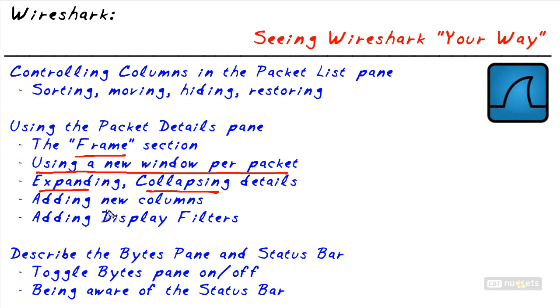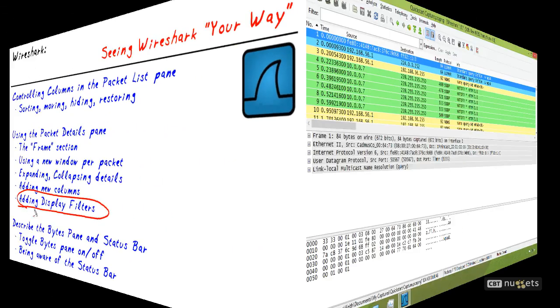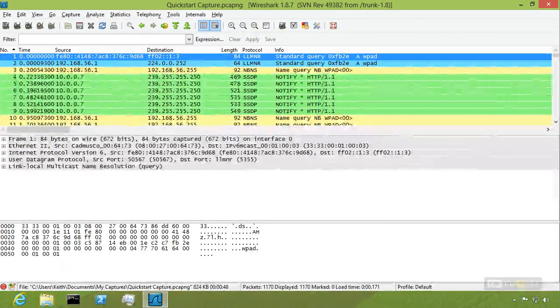We identified that we could create a new column on the fly by right-clicking on some detail in the details pane and then saying add as a new column, and it simply applies it for us. Adding the columns was really easy, and adding a display filter based on information that we're looking at in the details pane is also just as easy. Check this out. Let's say we want to remove some information from the screen just temporarily by setting up a display filter. One really easy way of doing that is by using the details pane.